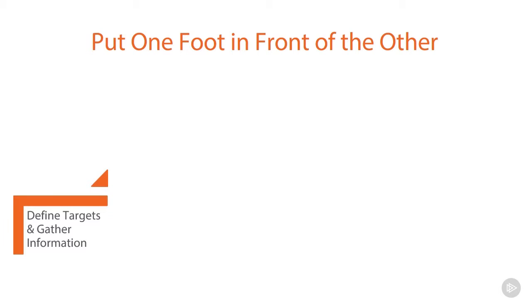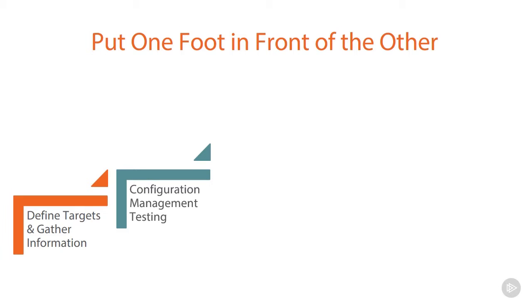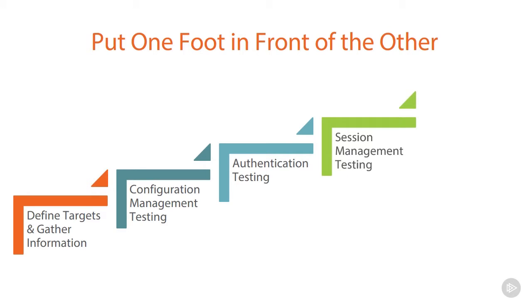But it's the same concept here. We're going to first go through and define our targets and gather as much information as we can about the targets before we throw any type of tests against it. We'll then go through and look at configuration management testing, as well as take a look at the authentication mechanisms that are being used, making sure that they're locked down. Because these applications create sessions, we'll need to do some session management testing. After the session management testing, we'll want to look at authorization testing to, again, make sure that all the gears and bells and whistles are working correctly on the back end.